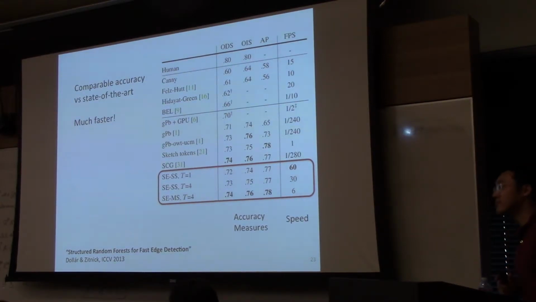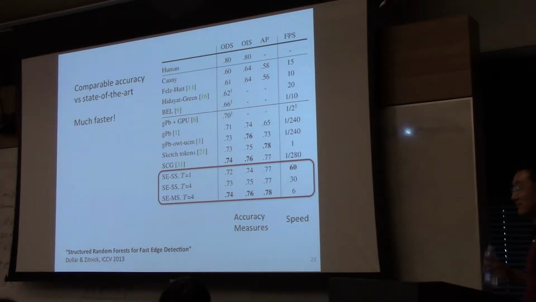I guess. What's T? Number of trees, I believe. I don't know, actually. I refer you to this paper. Are the three scores three different standards? Measured, yeah. So the right one is average precision.